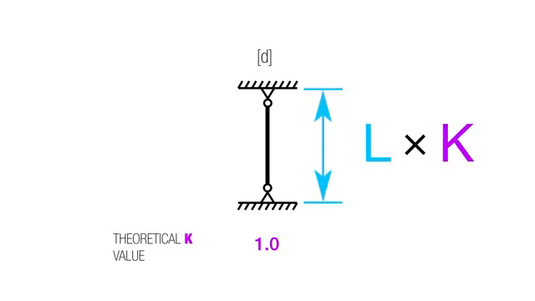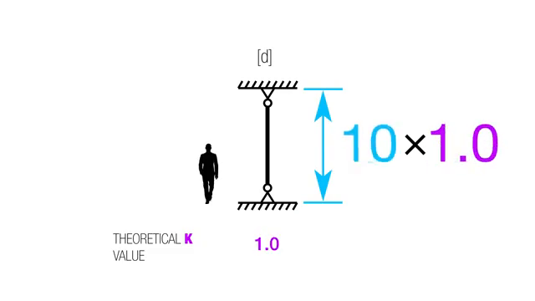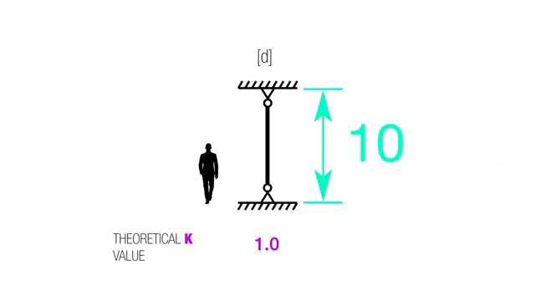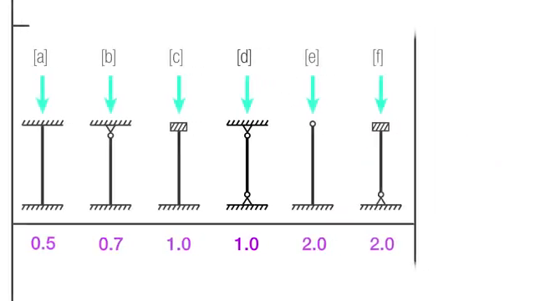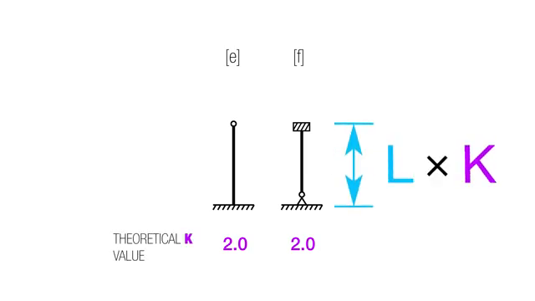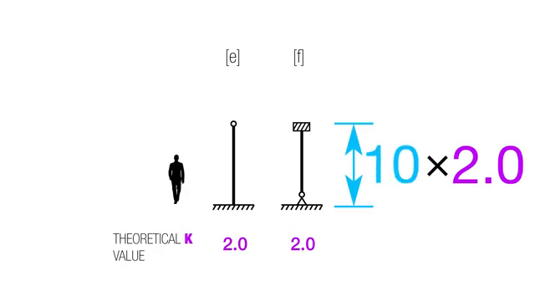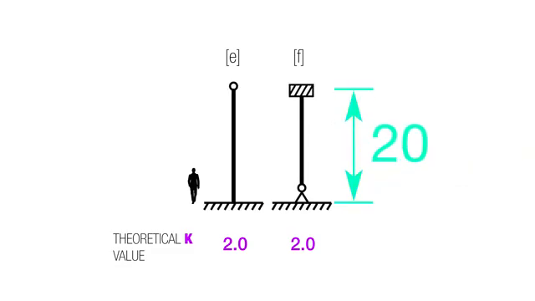And then this is kind of our baseline. We have pin connections at the top and the bottom, which means that it's rotation-free and translation fixed. And that's our 1. So if we have a 10-foot column, it's going to really behave like a 10-foot column. But look at these two here. These two have a theoretical K value of 2, which means that if we have a 10-foot column with one of these, it's going to behave like a 20-foot column.